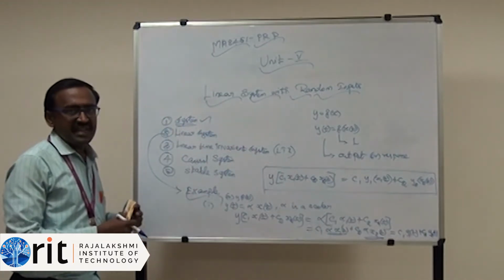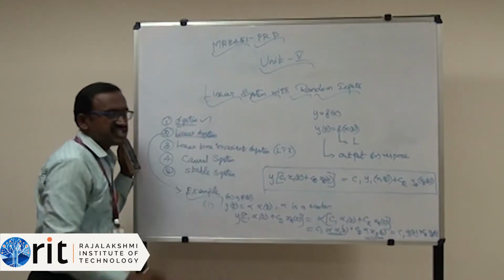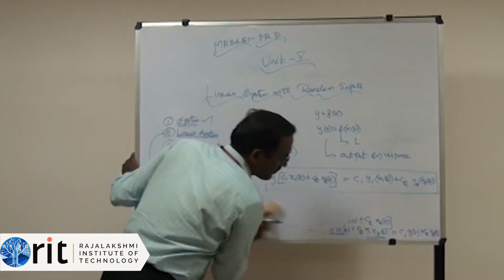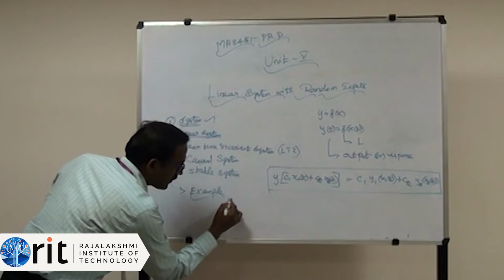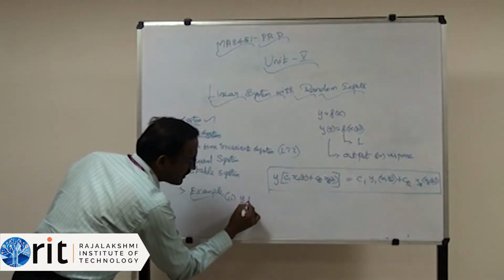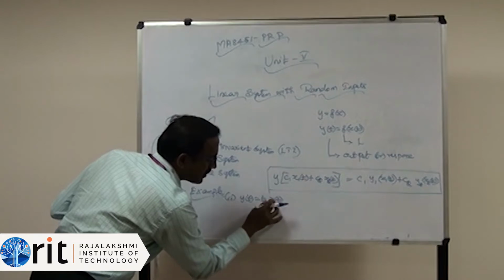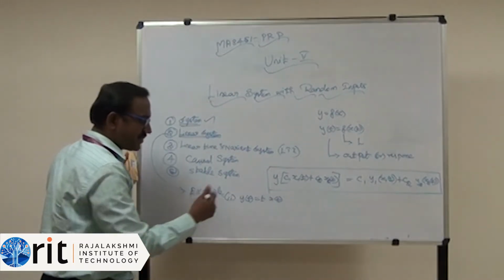Sometimes they ask you to define a linear system and give an example. This is the best example here. I will give one more example: y of t equal to t into x of t. That is also a linear system.